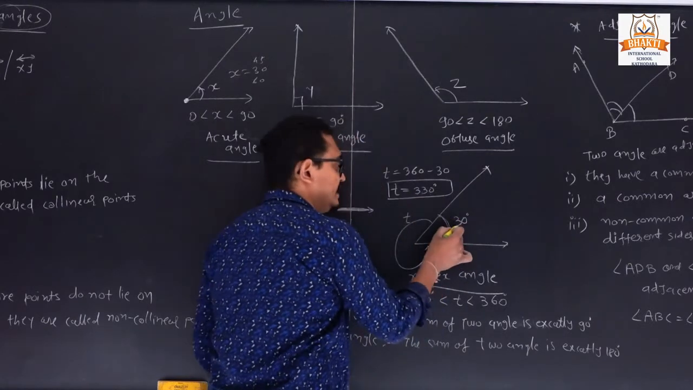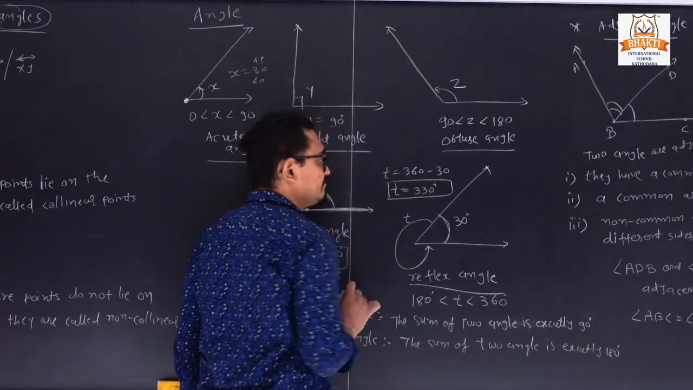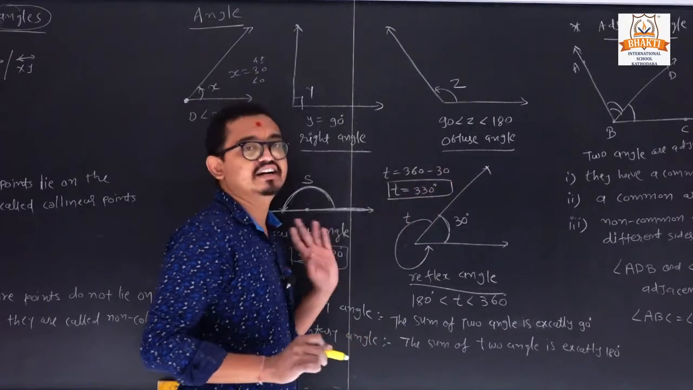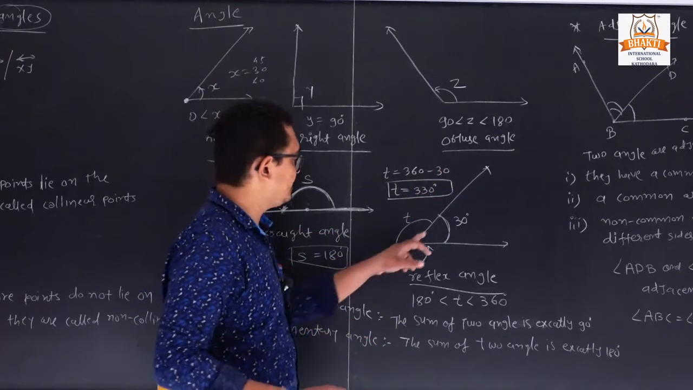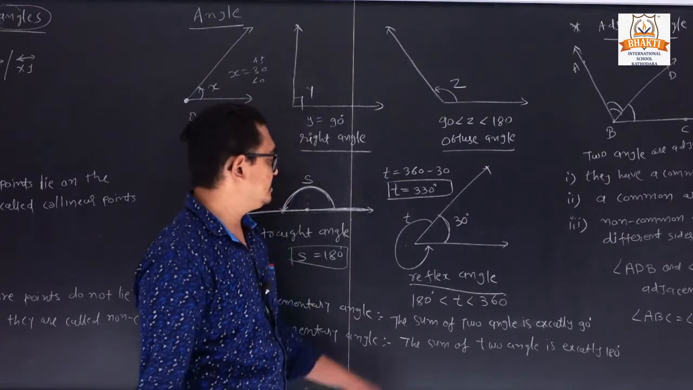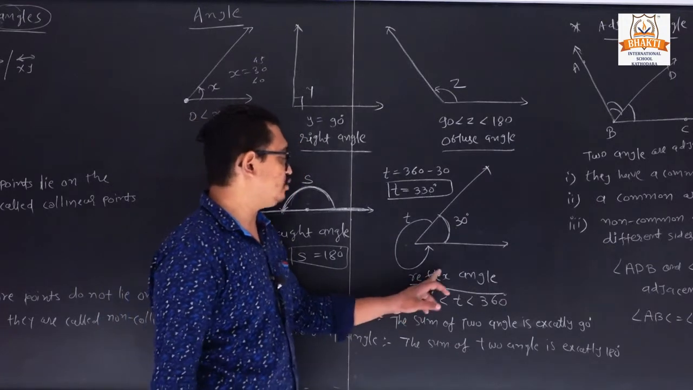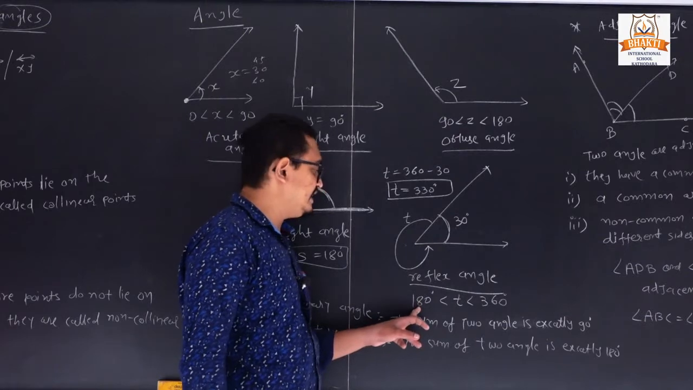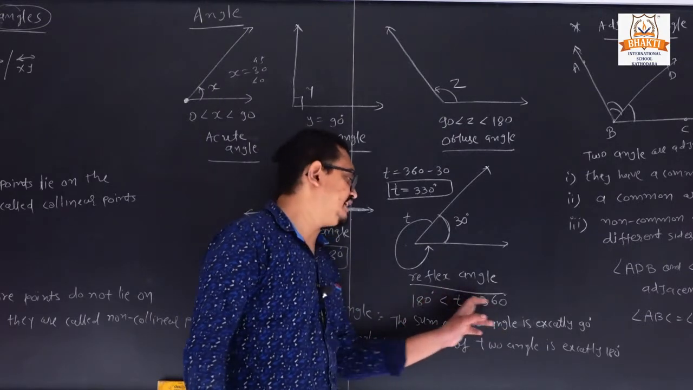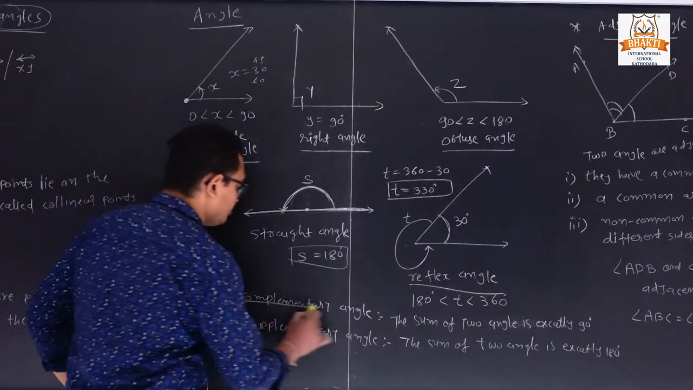If the inner angle is 60, its reflex angle is 300, because 360 minus 60 is 300. Clear? So reflex means the opposite angle of this inner angle. We can also write it like that: a reflex angle is always greater than 180 but less than 360, so it is always between 180 and 360 degrees. Now we have two more definitions.